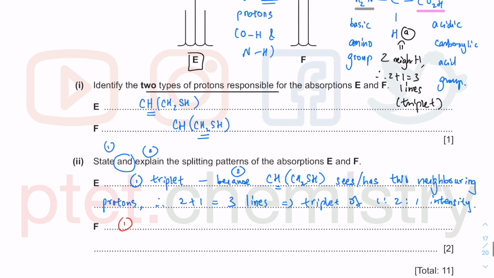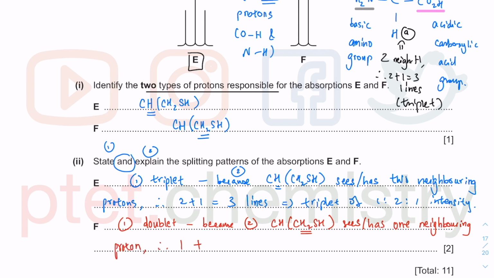There is the doublet there. So we get a doublet for the other absorption because, well, part 2 is the reason. So now I underline the CH2 of the SH, and it sees one neighboring proton. When you have one neighboring proton, that is a singlet, by the way, therefore you get 1 plus 1. The n is the number of neighboring protons plus 1. Then you get 2 lines, and the 2 lines will be of equal intensity. That is your doublet of 1:1 intensity ratio.